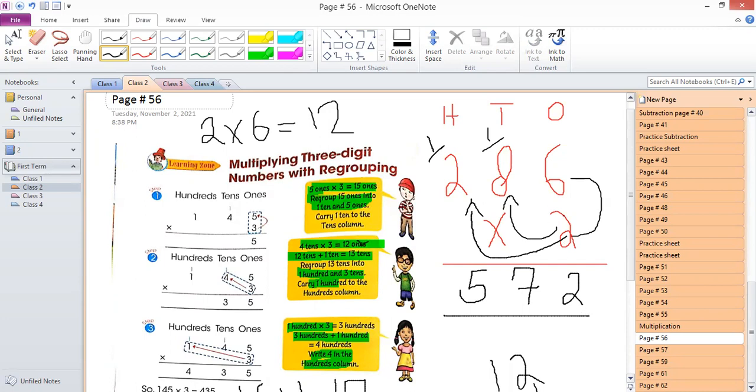Let's check it again. 2, 6, 12. 2 here, 1 carried. 2, 8, 16. Plus 1, 17. 7 here, 1 carried. 2, 2, 4. 4, 1, 5. So 286 multiplied by 2 is equal to 572. Is it clear, guys?